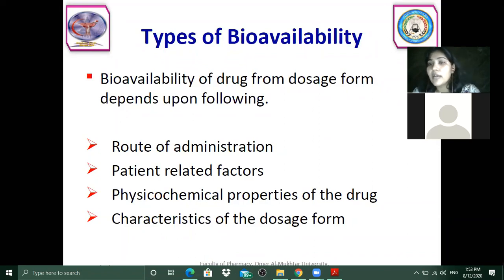See, sometimes we have sick people who cannot take any medication through their mouth because they're sick or terminally sick, or when they're unconscious, at that time we give them the medication through the rectal route. Okay? So the exact characteristic of your dosage form will also determine how much bioavailability of your drug there will be. So these four factors are very important: the route of administration, patient-related factors, the physicochemical properties of the drug, and characteristics of the dosage form.